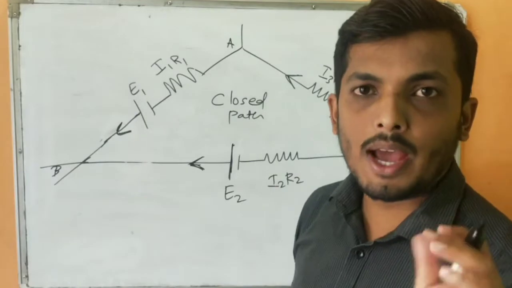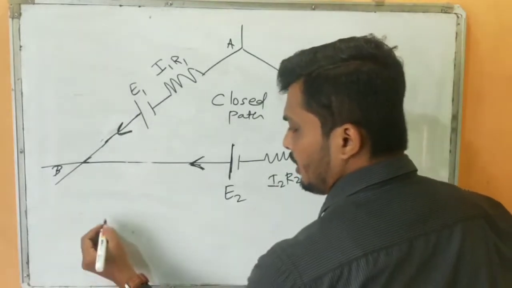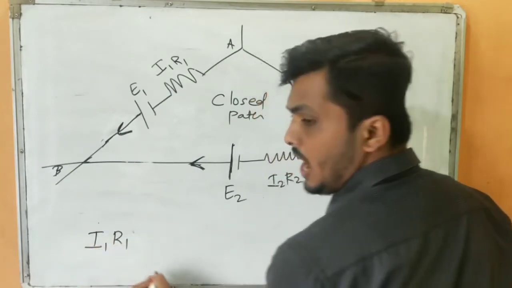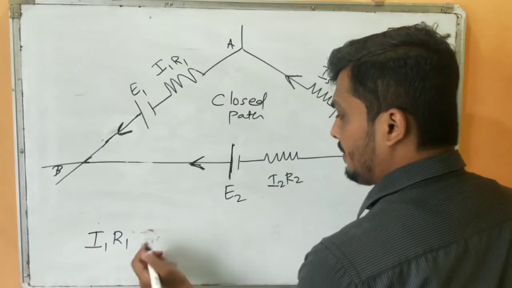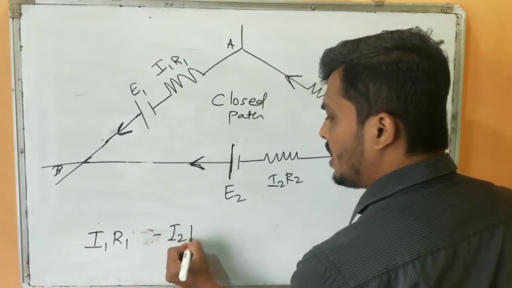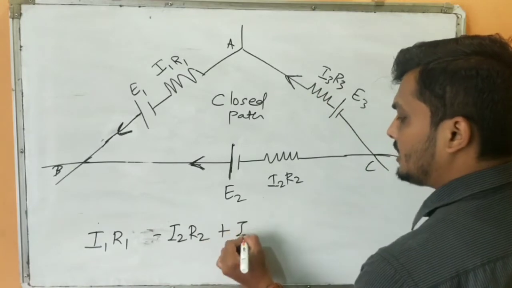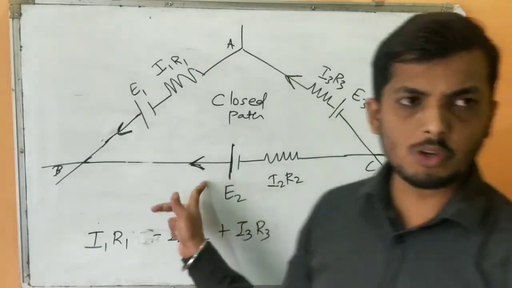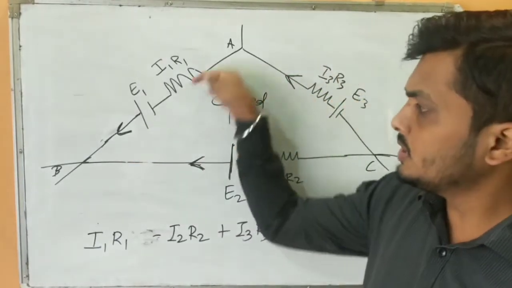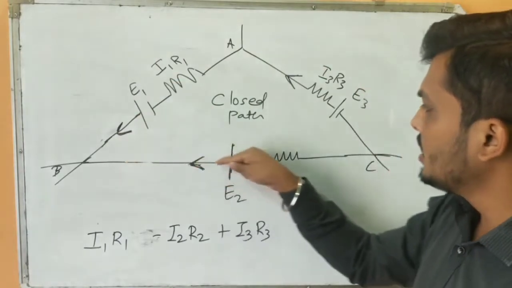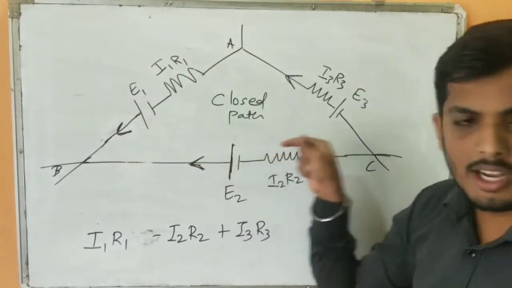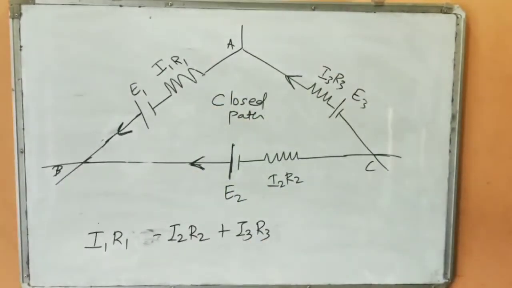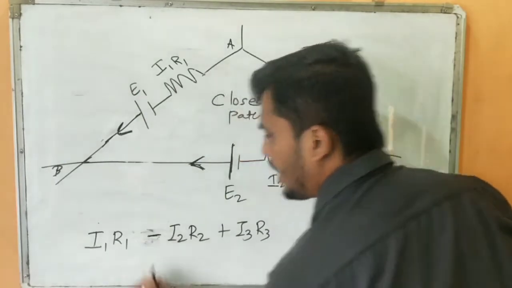Now if I want to apply the KVL law, KVL states that the sum of the IR products. So what is the IR product for the first one? I1, R1. For the second cell, it will be minus of I2, R2. Third will be I3, R3. You should take one conventional direction. You can consider this as positive, then these two will become negative. See, this is carrying current I1 from here. It comes across I2, but it is in the opposite direction. So I have taken minus. So again, it follows a closed path. I hope you understood why I have taken negative.